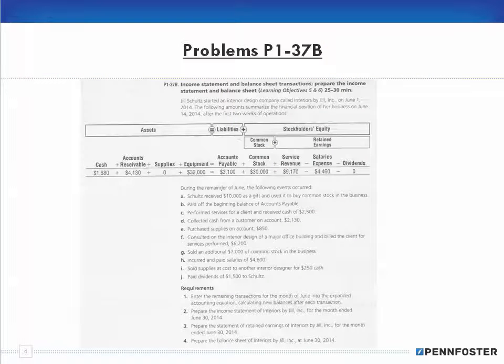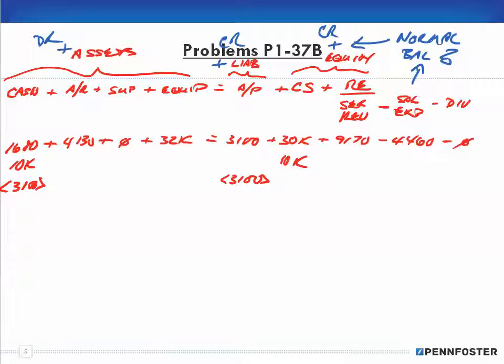All right, let's do one more here. Perform services for a client and received cash for $2,500. Okay, so I have a debit of $2,500 and a credit of $2,500. And so, I'm receiving cash. So cash is an asset, and I increase my cash on the debit side. So I have a debit to cash. Now, what am I going to credit?